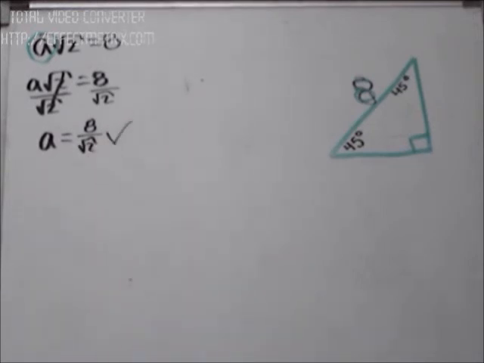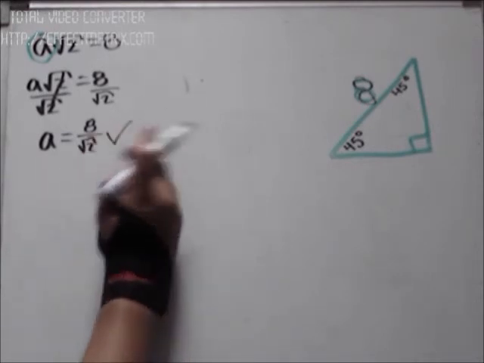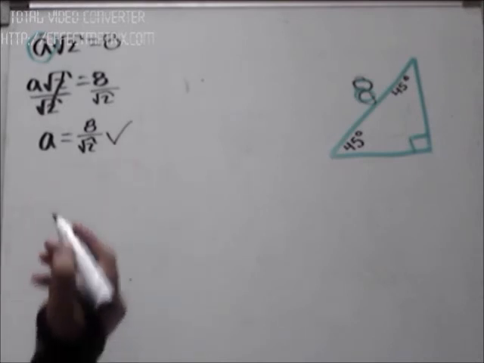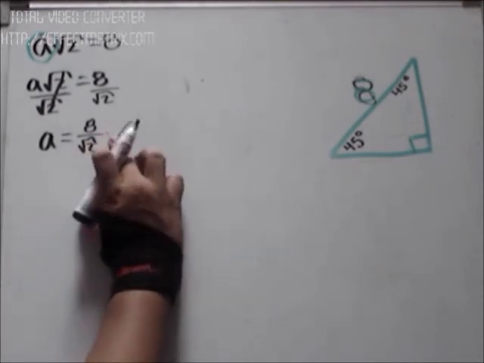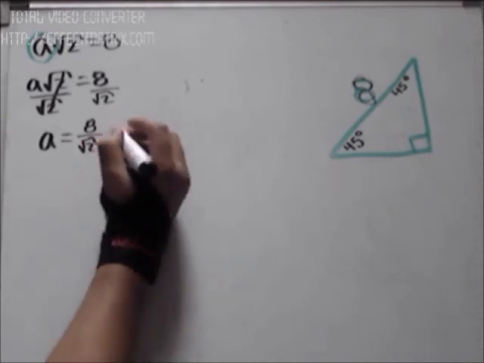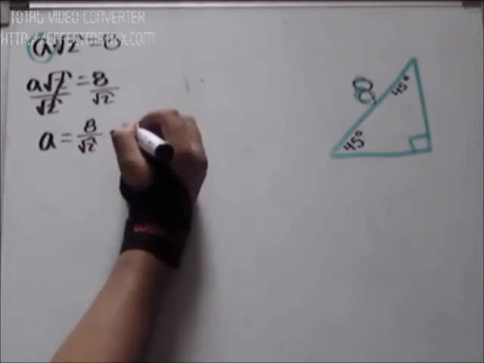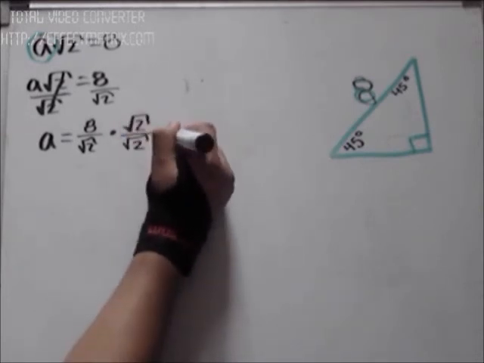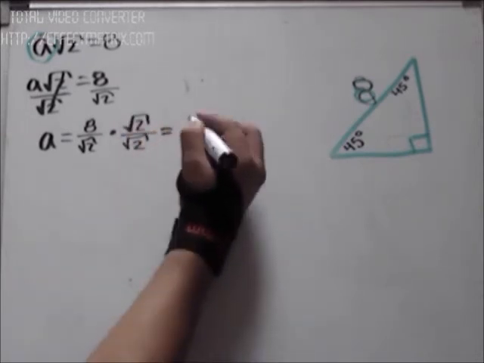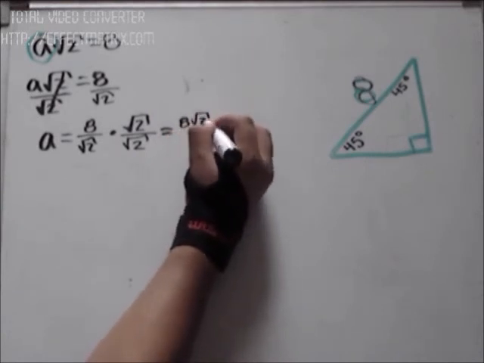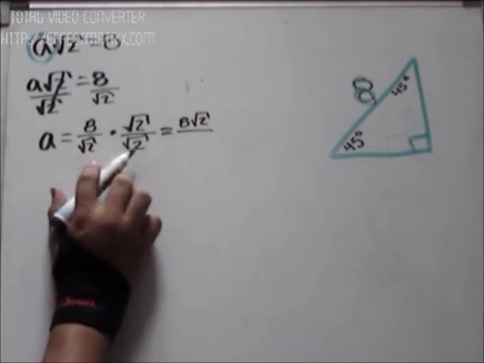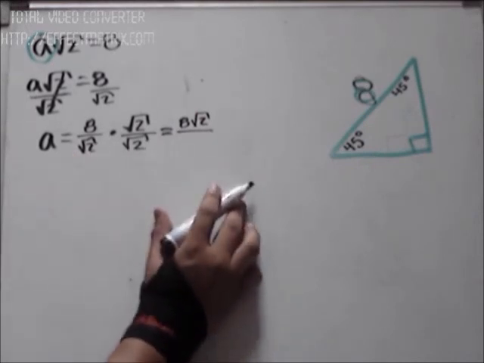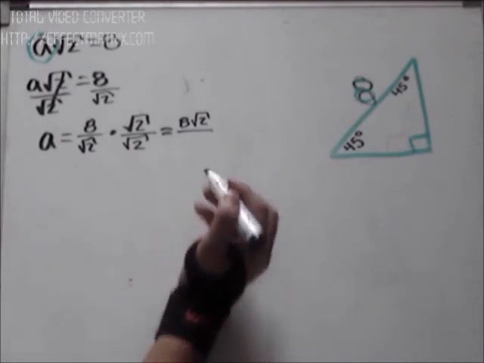But many times you will have people that will not like it. So you will need to move further in the operation. Here you need to multiply by the square root of 2 over the square root of 2. And this translates into 8 times the square root of 2 over the square root of 2 times the square root of 2, which is the square root of 4. But we can simplify that as 2.